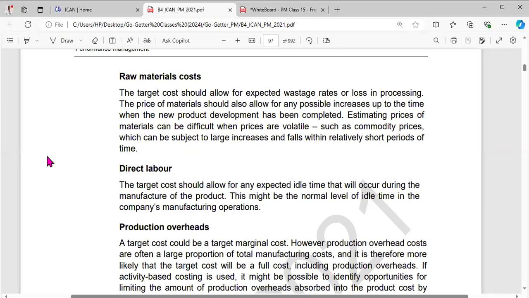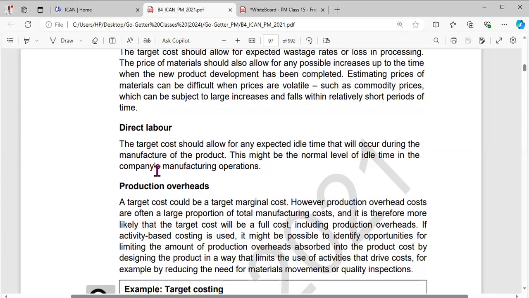The price of material should also allow for any possible increases up to the time when the new products would have been completed. Of course, in this time and period, prices of things usually increase, so you have to allow for increases in price. Estimating price of materials can be difficult when prices are volatile, such as commodity prices, which can be subject to increases and falls within a relatively short period of time. In Nigeria here, you know that the dollar affects many things. So prices will increase, sometimes reduce a little, then increase sharply.